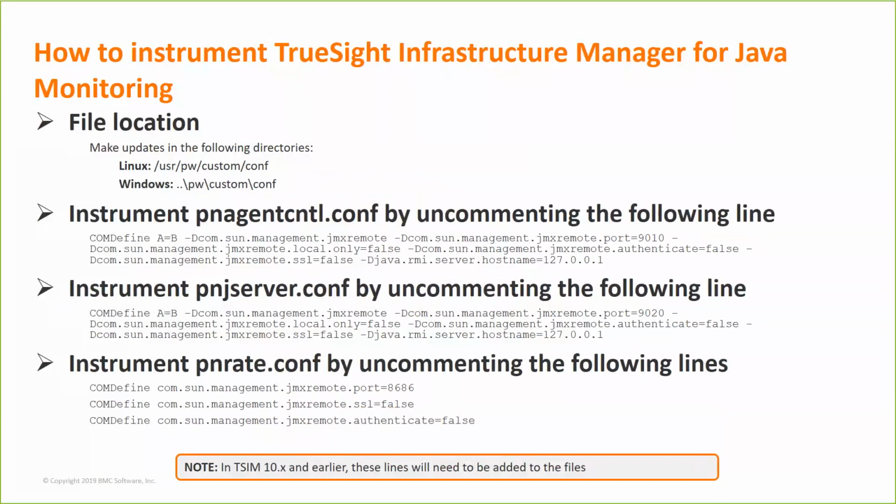And you can do that to the PNJ server, with the same configuration I just discussed. The only difference is you'll see that it's 9020 for its port number. Moving into the rate, you see that it's a little bit different format here. Again, it looks similar to what we did in the presentation server with the three lines. So this is going to be on port 8686, false for the SSL, and false for the authentication.